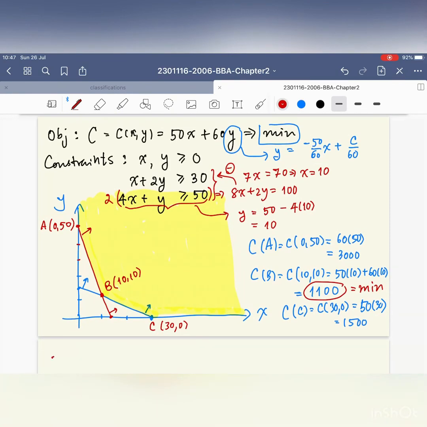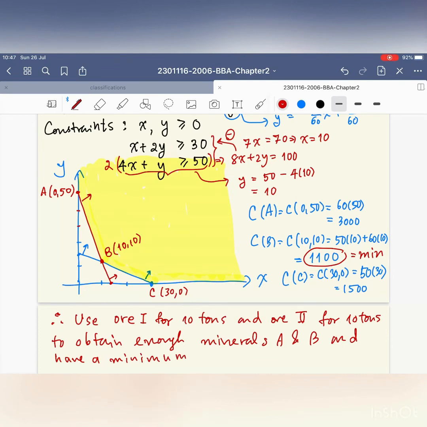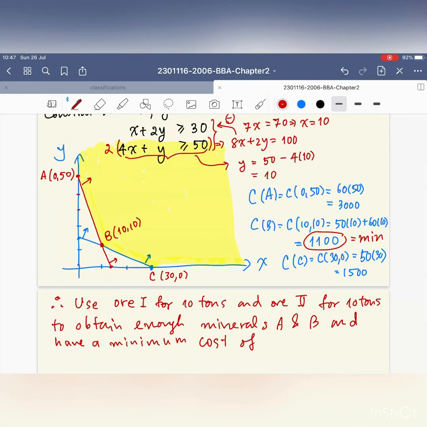So what does this mean? It means that the company should use order number 1 for 10 tons, and order number 2 for, of course, another 10 tons, in order to obtain enough mineral A and B, okay, and have a minimum cost of how much? $1,100. Okay, $1,100. All right.